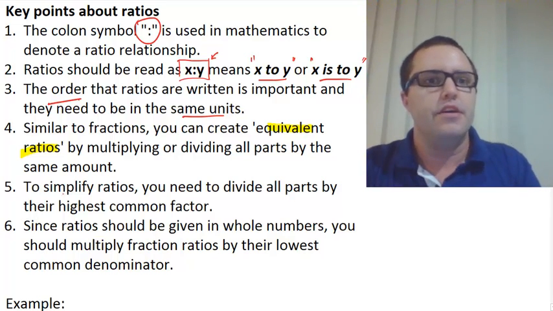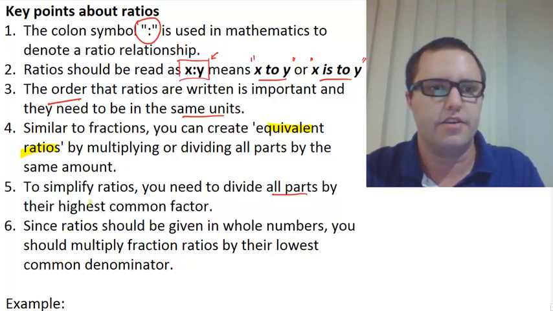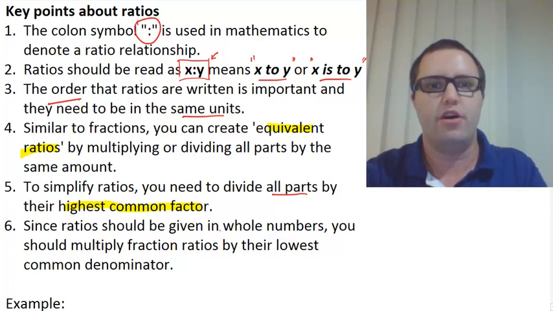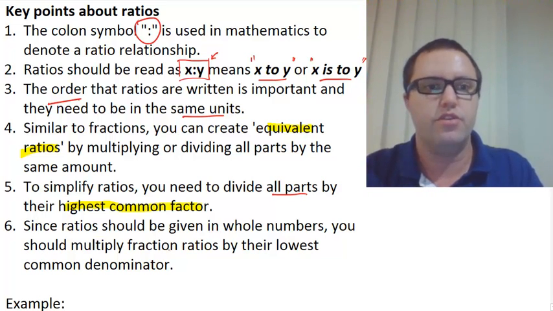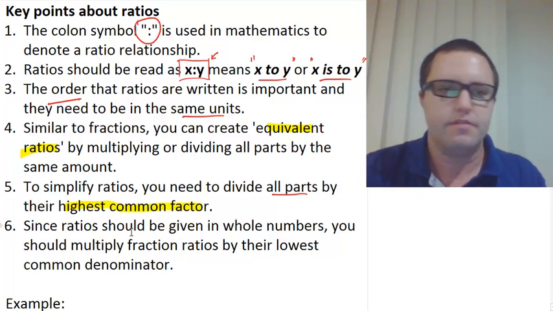Okay. To simplify ratios, you need to divide all parts by their highest common factor. So again, we don't get rid of our good old friend, the highest common factor. And since ratios should be given in whole numbers, if your ratio has fractions in it, you multiply your fraction ratios by their lowest common denominators to get them into the right ratio. Okay? Right.